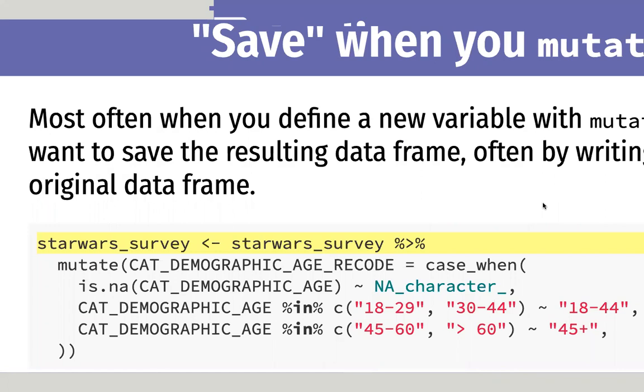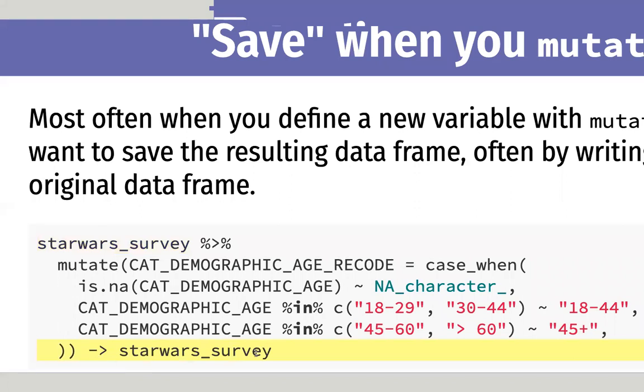And one thing to note, and this is that not saving in place piece. Most often when you define a new variable with mutate, you also want to save the resulting data frame, often by overwriting the original data frame. By that, I mean you want to assign the output of this to whatever you'd like to call this data frame. So here, I've done that with this assignment arrow and Star Wars survey. So basically it's overwriting my old version of Star Wars survey as being exactly the same, but having this extra variable that I've just created.